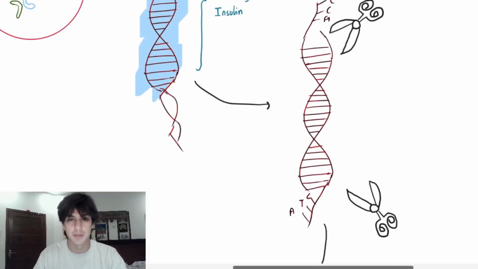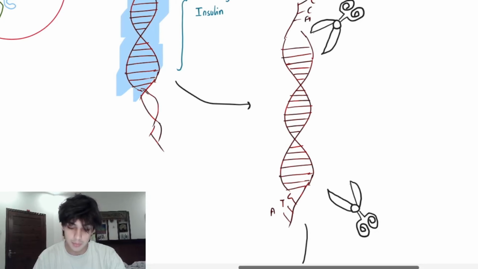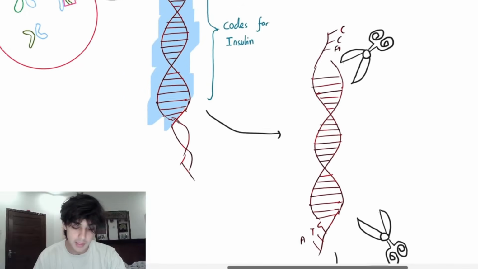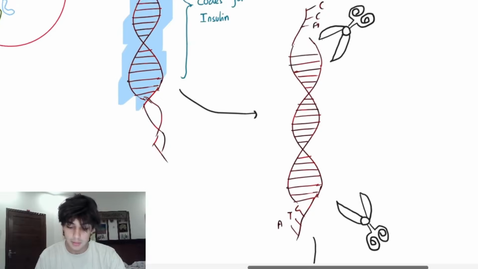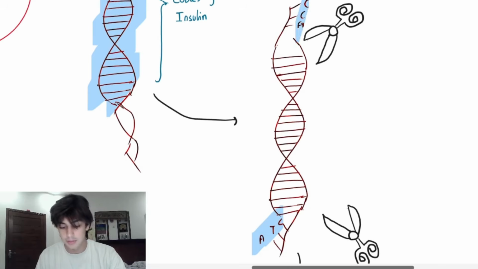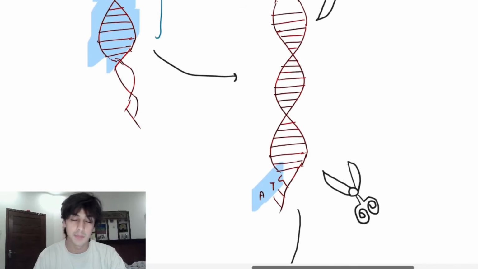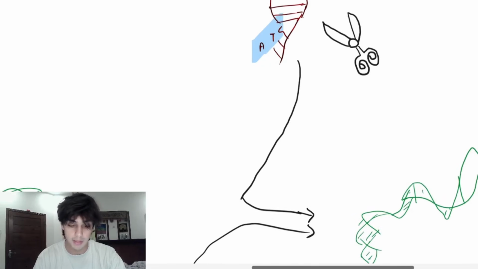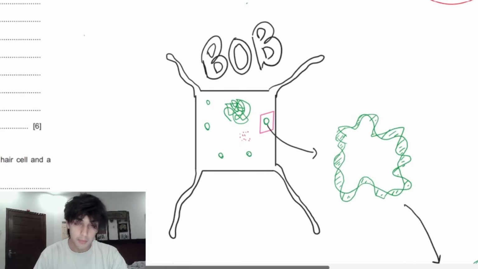So to extract that, we're going to have our scissor enzymes. What are these scissor enzymes called? These are called restriction enzymes. Now restriction enzymes are really important because not only do they separate the code for insulin, but they also leave behind these sticky ends. Yes, we call them sticky ends. Alright, so what are these sticky ends? These are unpaired bases that we can use in the future to join them up with the bacterial DNA.